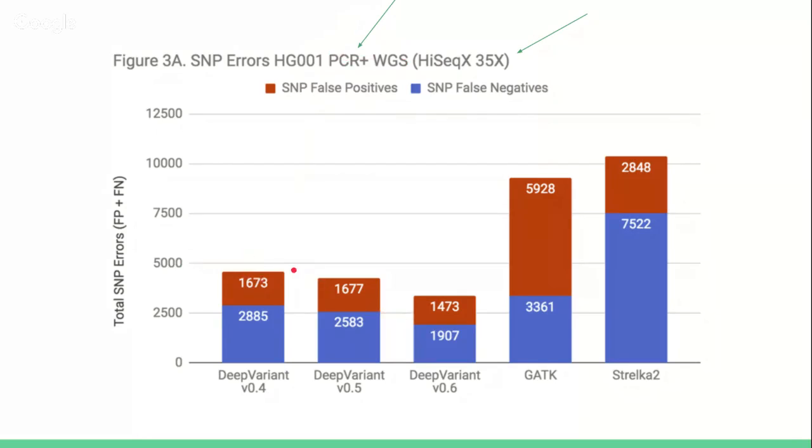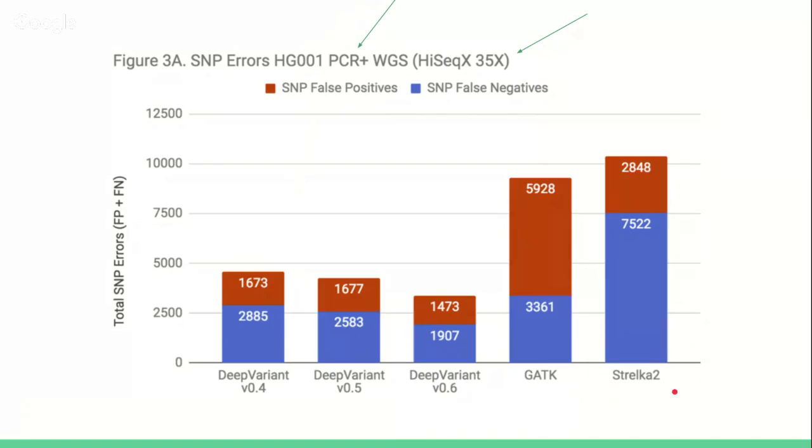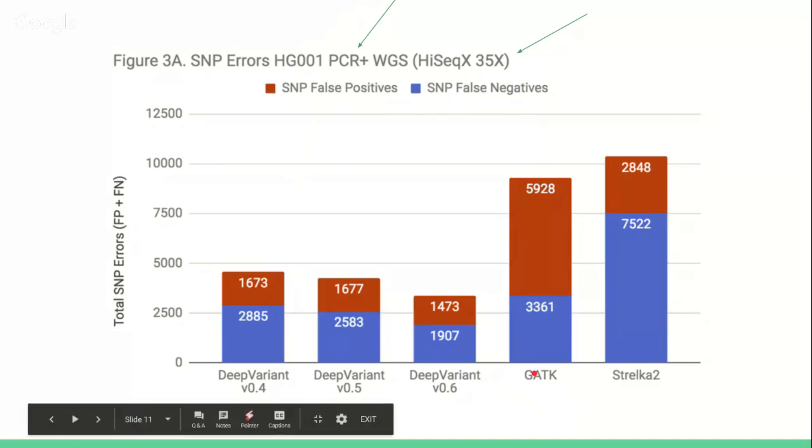And DeepVariant here shows better results than GATK and Strelka too. Strelka is the variant caller that was developed, and is still being developed, at Illumina. When I worked for Illumina, I was part of the Strelka team, evaluating it against other tools. At that time, mostly GATK.